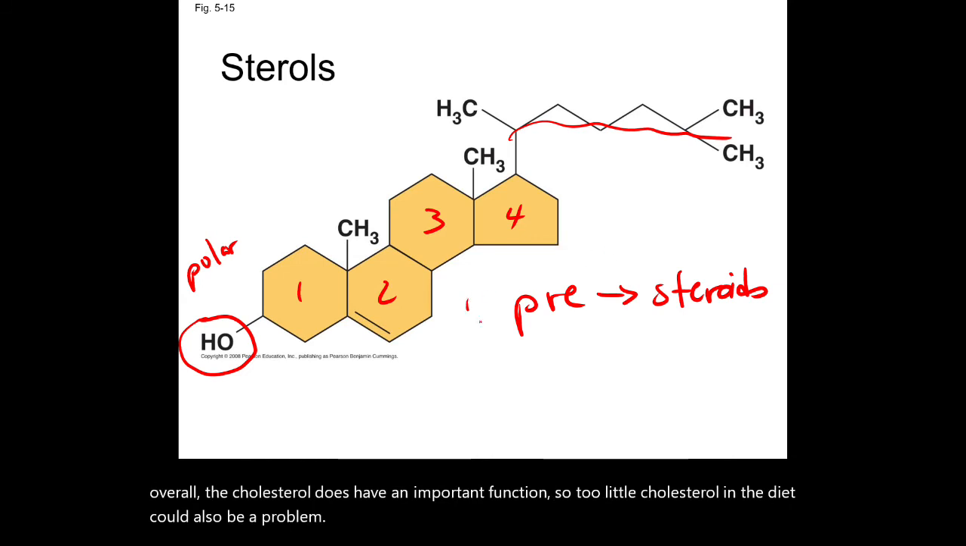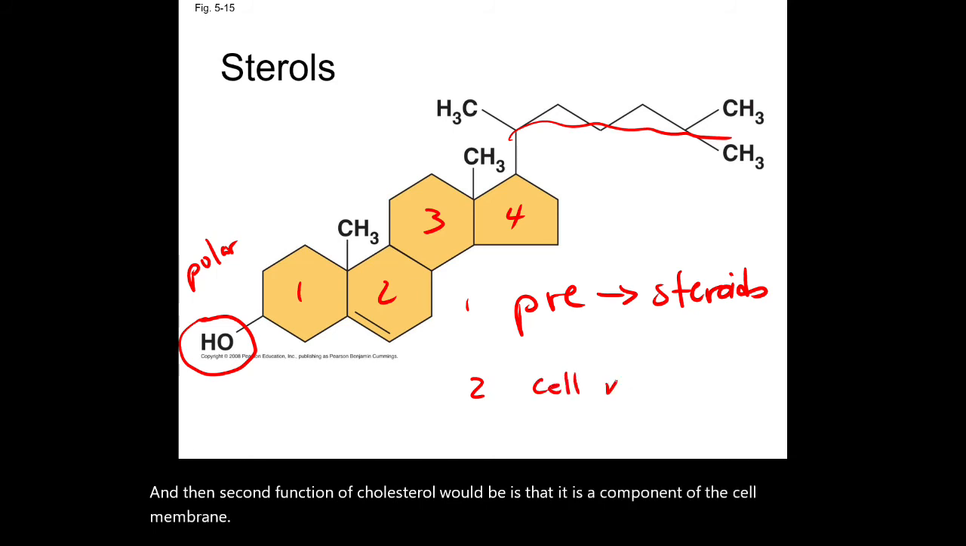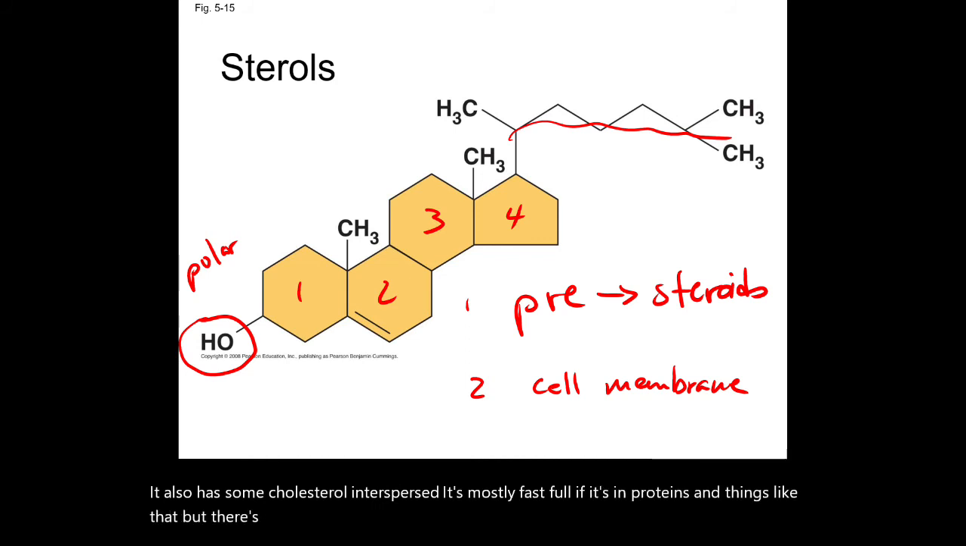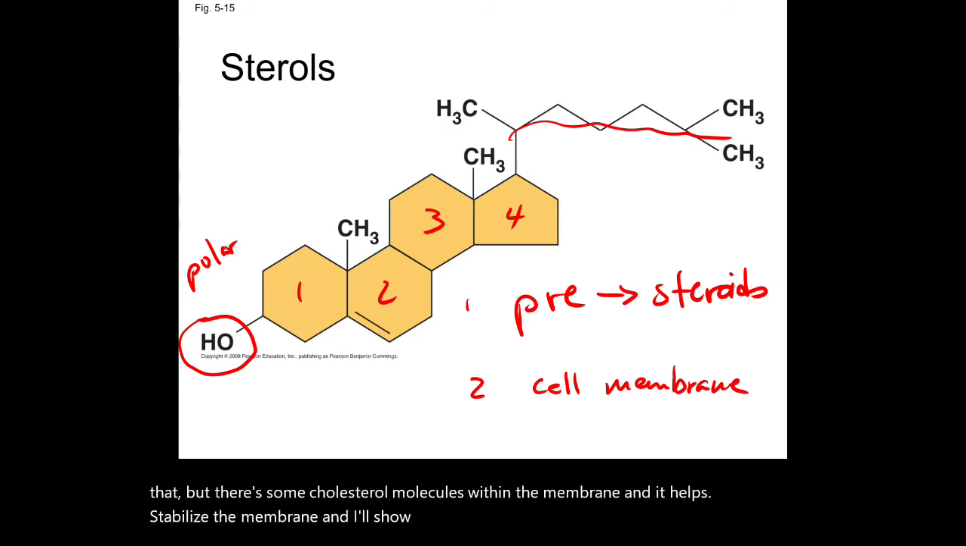And then, second function of cholesterol would be that it is a component of the cell membrane. So the cell membrane is not just phospholipids. It also has some cholesterol interspersed. It's mostly phospholipids and proteins and things like that, but there's some cholesterol molecules within the membrane, and it helps stabilize the membrane. And I'll show you a little bit more about that.